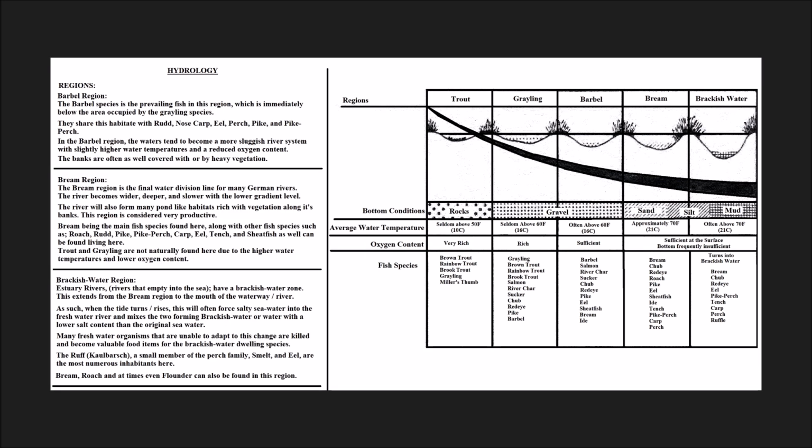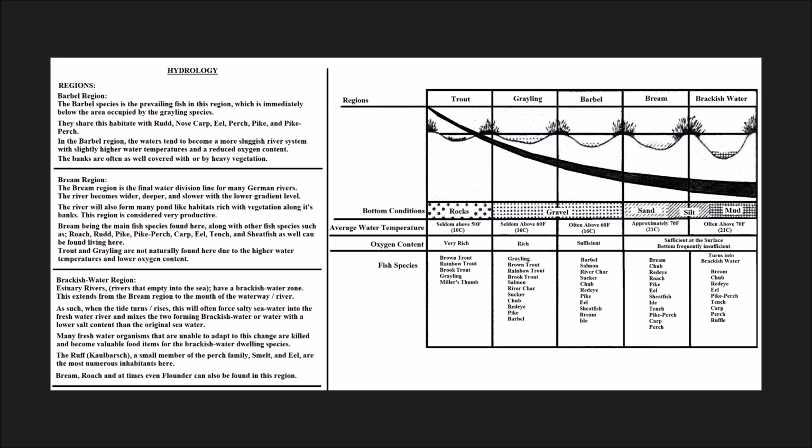The barbel region. The barbel species is the prevailing fish in this region, which is immediately below the area occupied by the grayling species. They share this habitat with rudd, nose carp, eel, perch, pike, and pike perch. In the barbel region, the water tends to become a more sluggish river system with slightly higher water temperatures and a reduced oxygen content. The banks are often as well covered with or by heavy vegetation. Now we're moving into the actual river systems or wider, slower moving waterways.